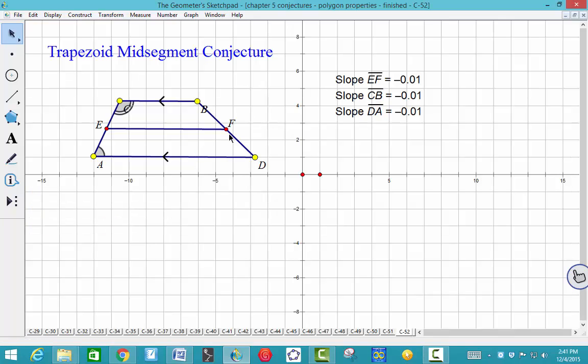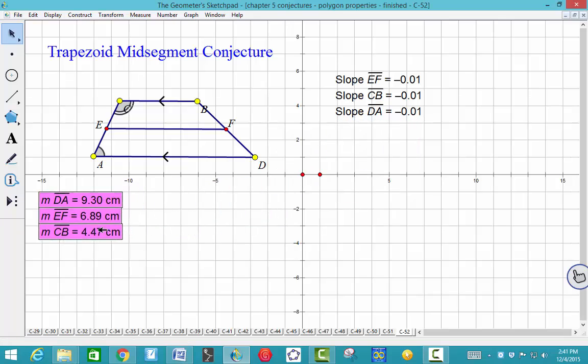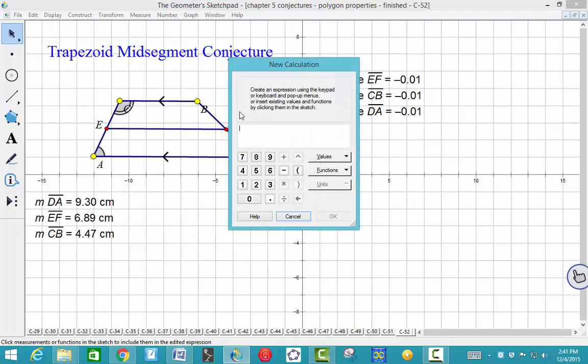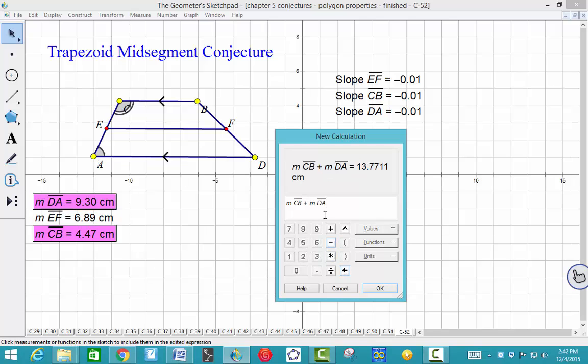Okay, so I deselect everything. I highlight these three segments, and I'm going to go to measure lengths. There we go. So what I want to show by calculation is that the average of the length of the two bases, so from B to C, plus A to D, and if I take all of that, let's see if I can put some parentheses in here.